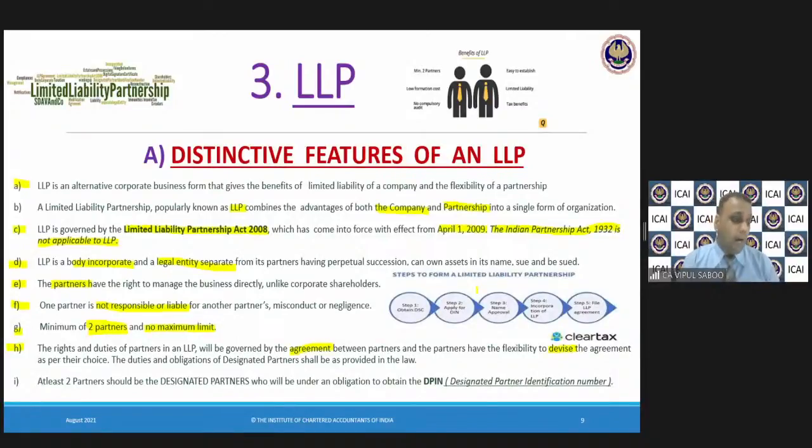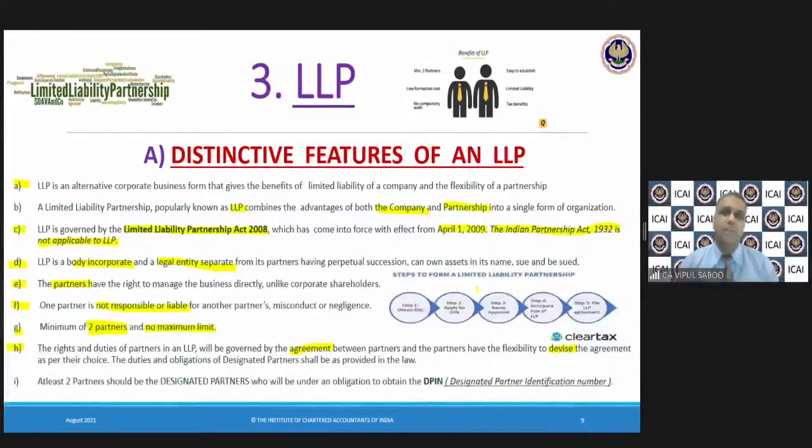So these 2 partners, like in the case of companies, you have to take DIN, Director Identification Number. LLPs are incorporated under MCA. Huge difference with the Partnership Act. In the case of Partnership Act, you have to apply to your registrar of firms in your area, your state. But in the case of LLP, you have to get it incorporated under MCA. Like a company is incorporated, you file all the forms at the MCA website.